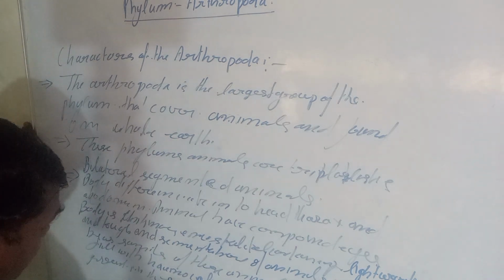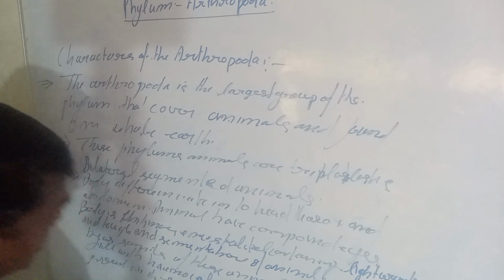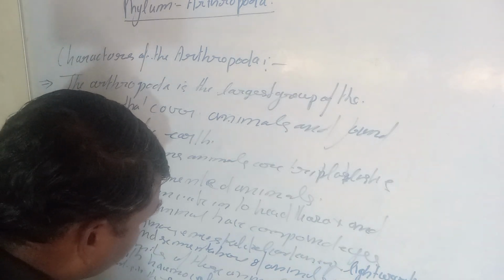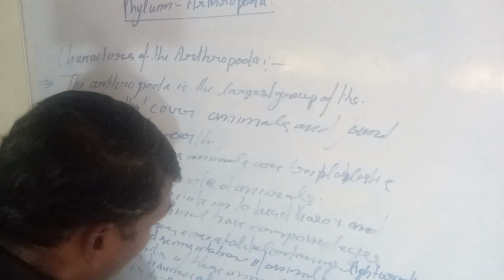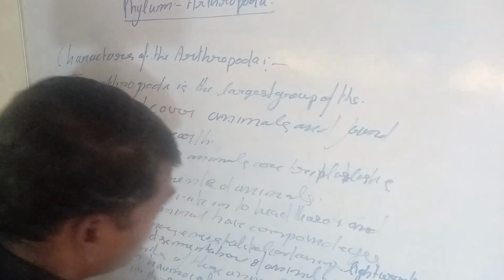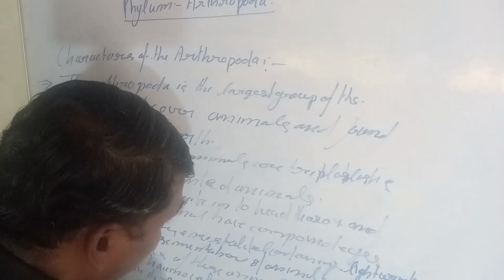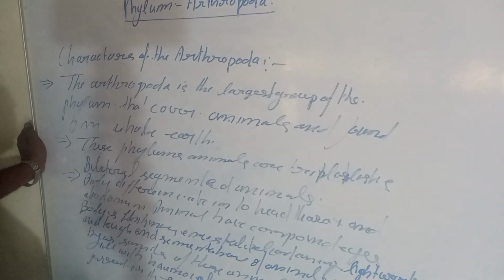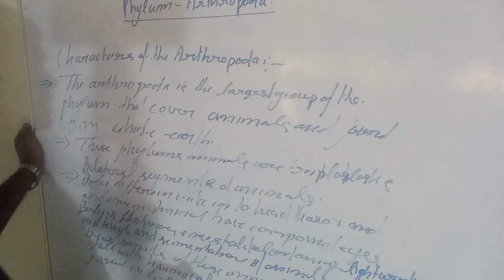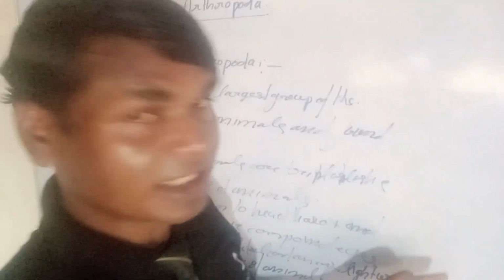For example, Musca domestica, that is the housefly, prawns, scorpions, and cockroach are available here, and there are a lot of other animals included in it. We will strictly differentiate each animal so that we can understand them one by one.